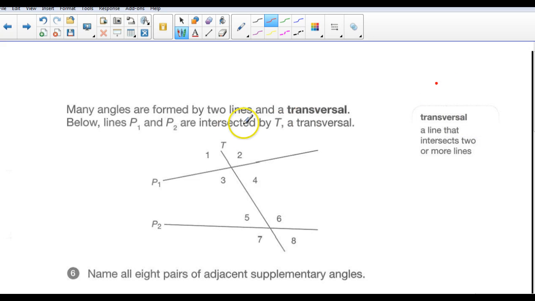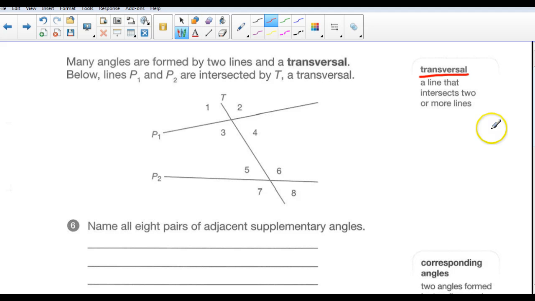Okay. Many angles are formed by two lines and a transversal. Here is another term you're going to have to remember. All a transversal is, it's a line that intersects two or more lines. Below, lines P1 and P2 are intersected by line T, which is a transversal. And you can see they form different angles in here.